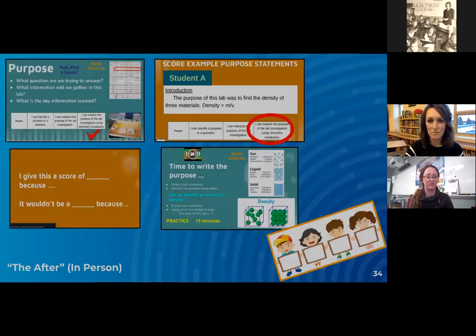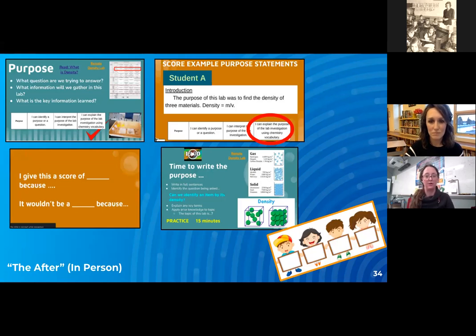So I restructured the way I teach to follow this model: demonstrating, collaborating, practice, and coaching and facilitating. Instead, I reformatted it to show them what our purpose was, and would give them guided questions. Then we'd look at examples and grade them together. I would grade some with them as a demonstration, and then give them the prompt of, I give this a score of blank because, and give a reasoning. I would say it wouldn't be an exceeds, or it wouldn't be a meets because, and give them the reasoning for that.